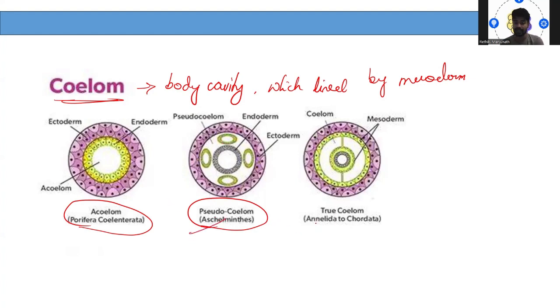The last is the true coelom, where you see a body cavity, or coelom, which is lined with mesoderm. They are called true coelomates or eucoelomates. So this is all about the coelom.